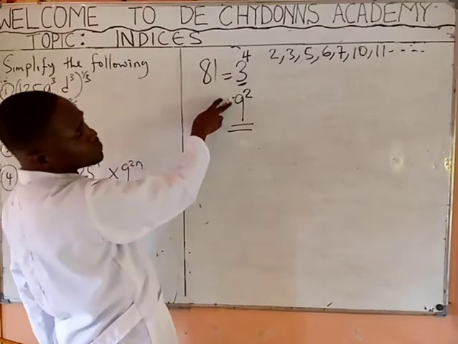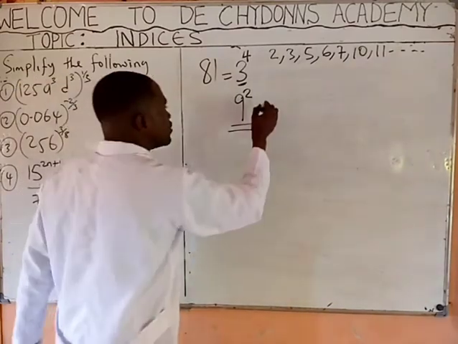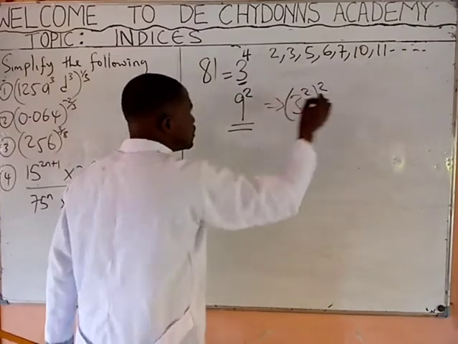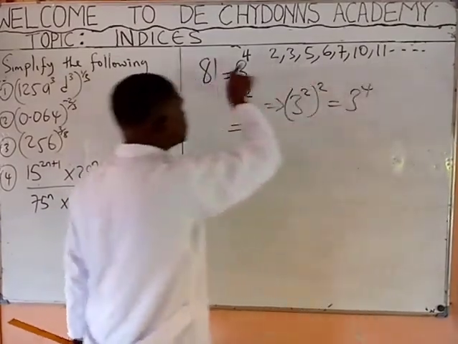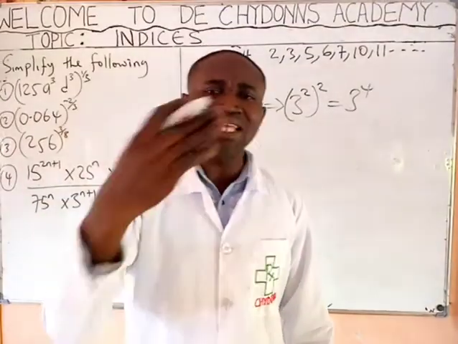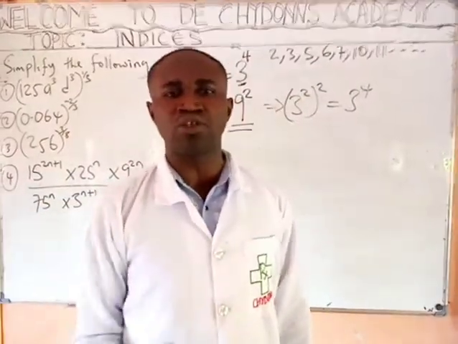Because you can still reduce 9, 9 will be 3 times 3. So it will be 3 raised to the power of 2, which is 9, times 2. That is 3 raised to the power of 4, giving you the basic index form of that number. So that is how you try any number given to you.